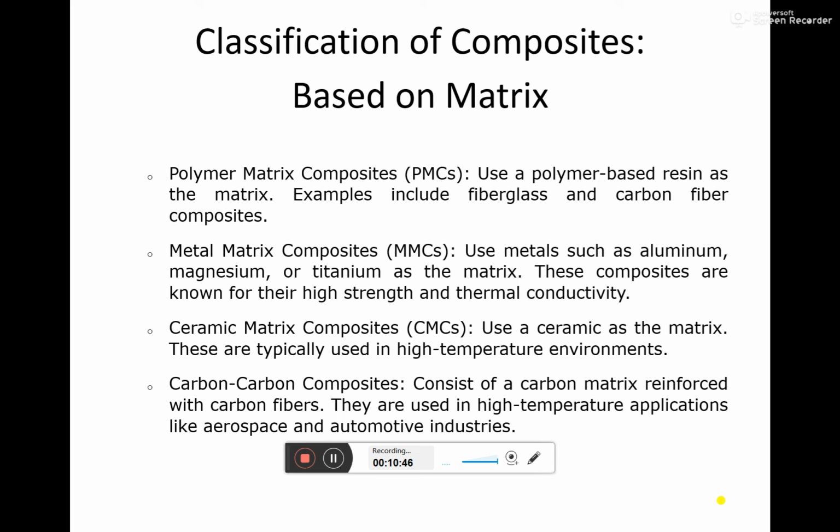Another one is where you use carbon as the matrix as well as carbon as the reinforcement. Such composites are called carbon-carbon composites. We can use carbon as the matrix material and, at the same time, carbon as the reinforcement material. Such types of composites are known as carbon-carbon composites. These carbon-carbon composites are mainly used for high temperature applications, mainly in the aerospace and automotive industries, to make different aerospace and automobile components.